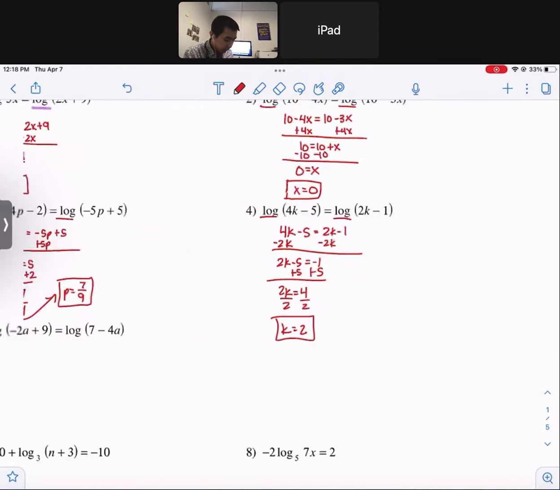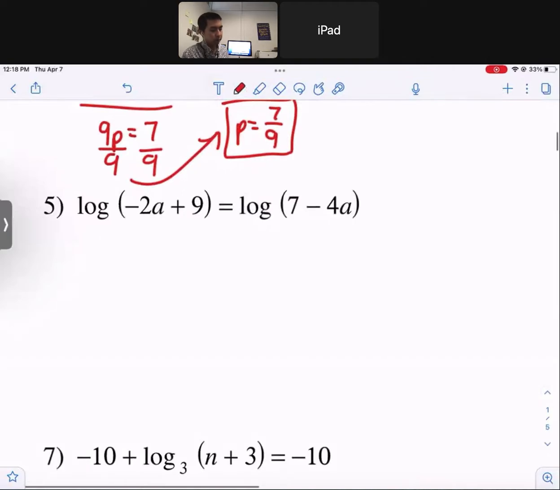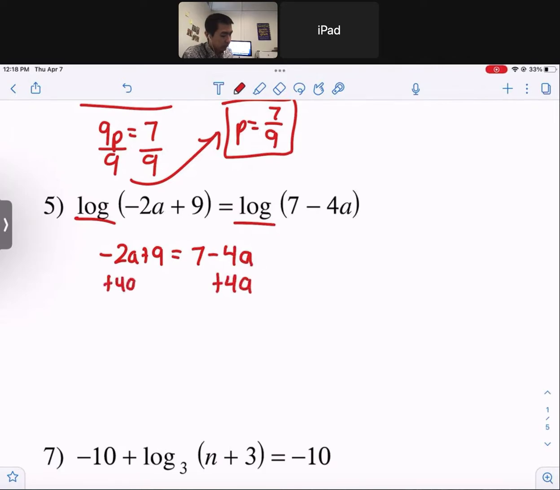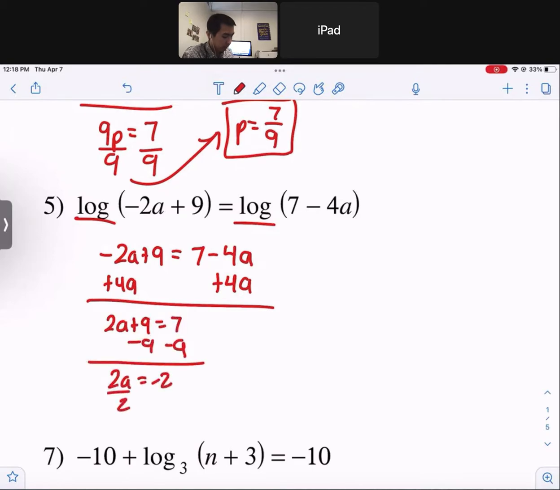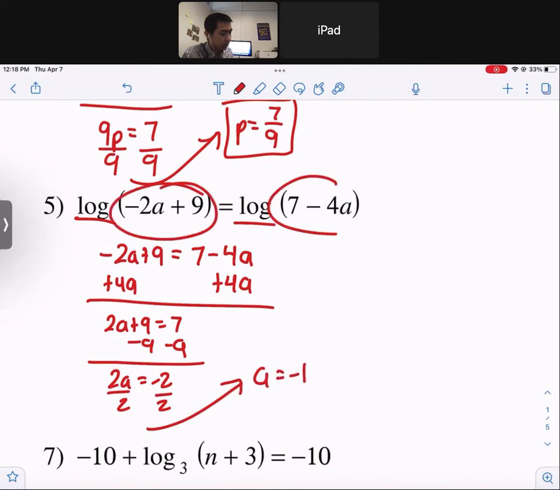Okay. Number 5. So again, we have a log equaling a log, so we've got to set the arguments, or the quantities on the inside of the parentheses, equal to each other. I'm going to get my variables on the left-hand side, and I'm going to get my constants on the right-hand side. Divide both by 2, a equals -1. And if we plug in -1 for our a's, we get positive log values on the inside, so that will be perfectly fine.